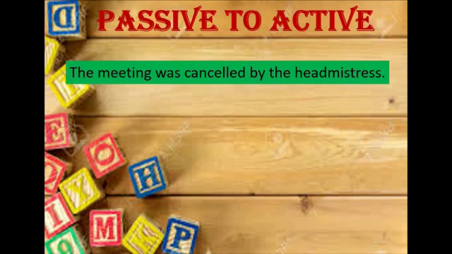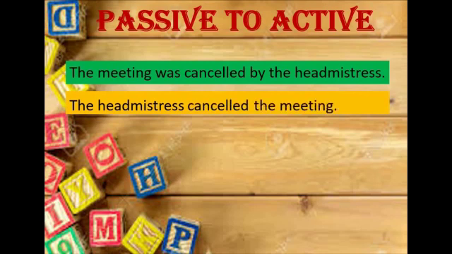So headmistress will come in the start and the meeting will go at the end. And by will be removed and was cancelled. It will be changed into the second form of verb. So let's see. The headmistress cancelled the meeting. So simple.